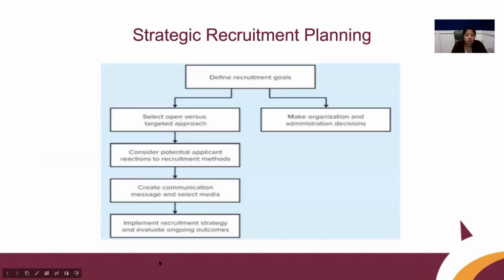And so here we have a chart that gives us pretty much a flow of what strong strategic recruitment planning looks like. You can actually find this chart on page 208 of your text. But we need to figure out, first, what is recruitment? We learned very early in the course that recruitment is that ongoing process of attracting employees who possess the knowledge, skills, abilities, and other characteristics that will aid our organizations in fulfilling their strategic goals.